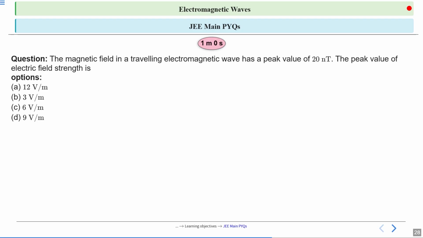So next question. The magnetic field in a traveling electromagnetic wave has a peak value of 20 nanotesla, which means 20 into 10 to the power minus 9 Tesla. The peak value of electric field is given by, okay, this is a simple question. Options: 12 volt per meter, 3 volt per meter, 6 volt per meter, or 9 volt per meter. So I will give you some time to think about it.